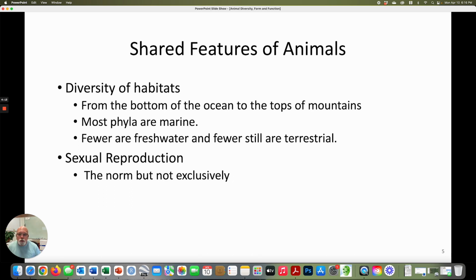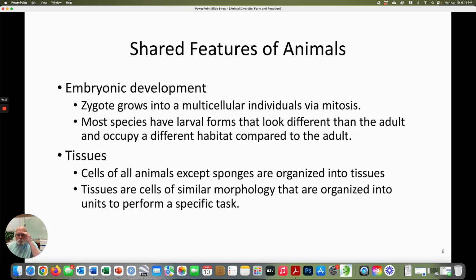And sexual reproduction is the norm, but there are plenty of exceptions to that normal rule. Animals go through an embryonic development that is unique to animals and is different from the development of plants. A zygote grows into a multicellular individual via mitosis, but it does it in a very different way than plants do. And we'll see what that looks like later on in this lecture.